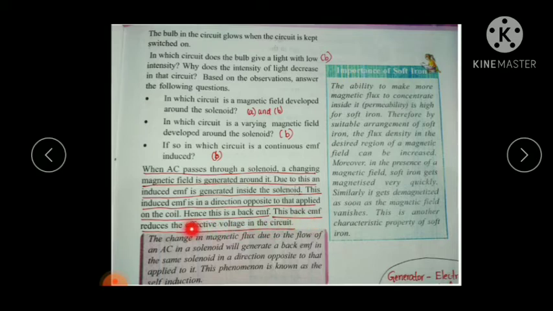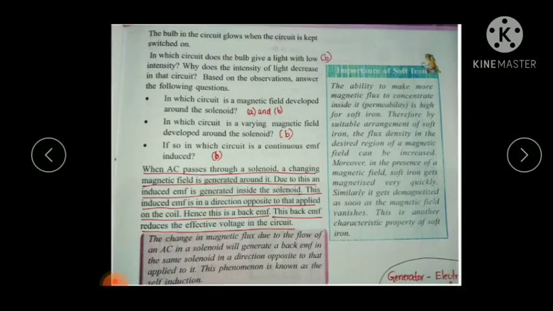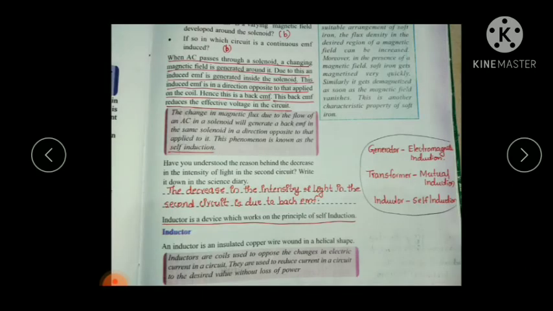So this back EMF reduces the effective voltage in the circuit. Due to the generation of this back EMF, the induced or effective voltage in the circuit decreases. And this phenomenon is called self-induction. The change in magnetic flux due to the flow of an AC in a solenoid will generate a back EMF in the same solenoid in a direction opposite to that applied to it. This phenomenon is known as self-induction.